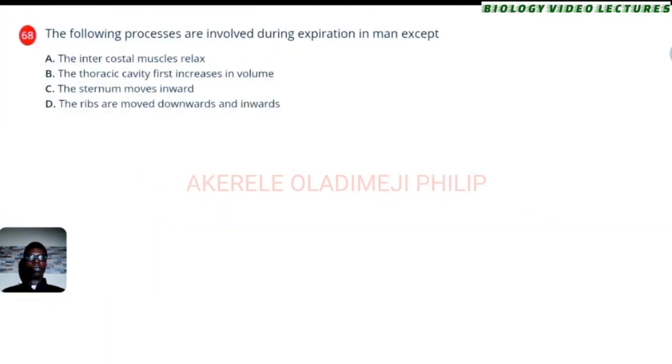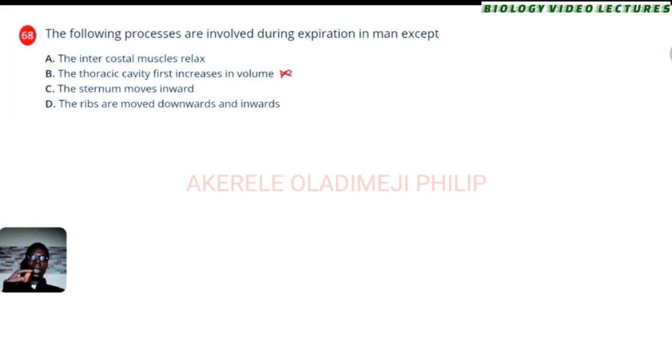The following processes are involved during expiration in man, except. Expiration means exhaling, or when you breathe out. Now, hear this clearly, please. When you breathe out, the first one says the intercostal muscles relax. Yes, it does relax, that's correct. The thoracic cavity first increases in volume. When you breathe out, it doesn't increase in volume. The thoracic cavity rather reduces in volume.